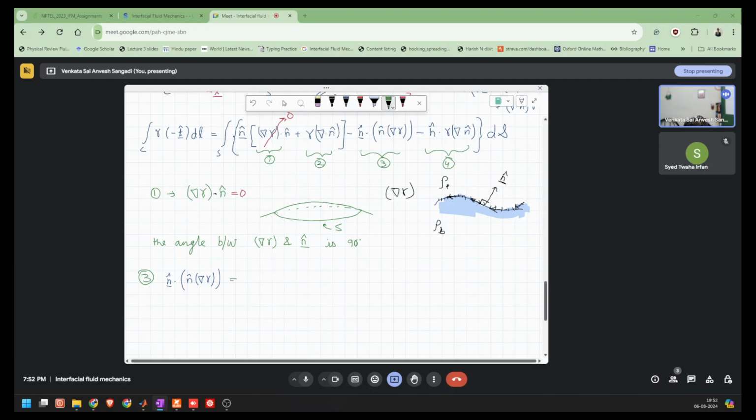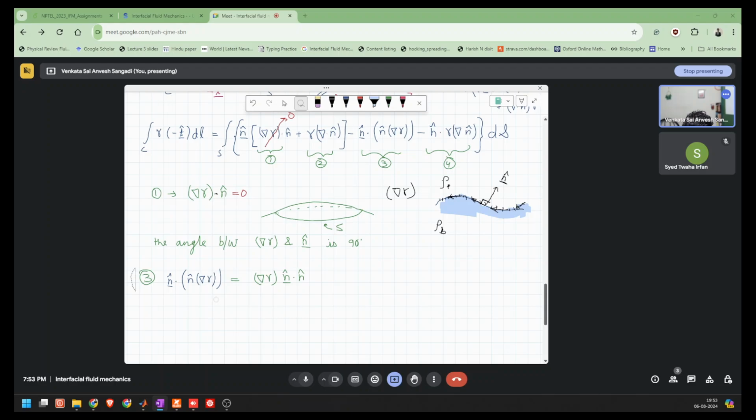So this is the same as gradient of gamma, n hat dot n hat. Sorry, we are looking at the wrong term. Sorry. Let's delete.